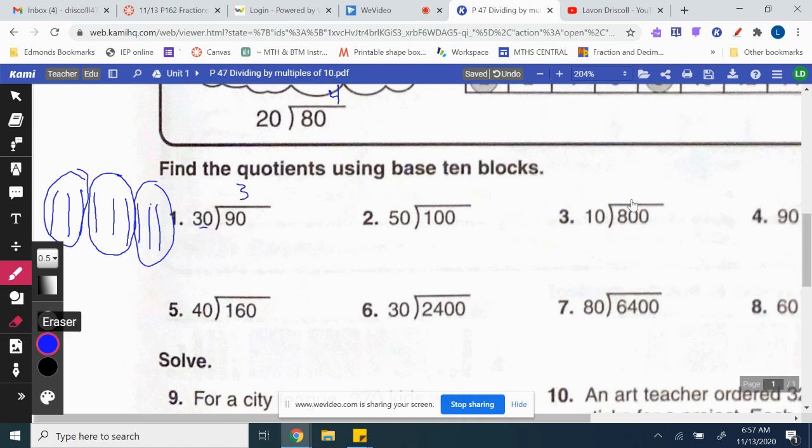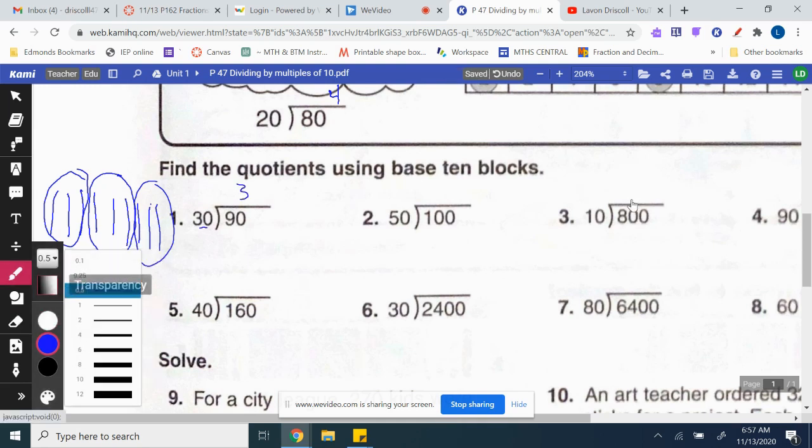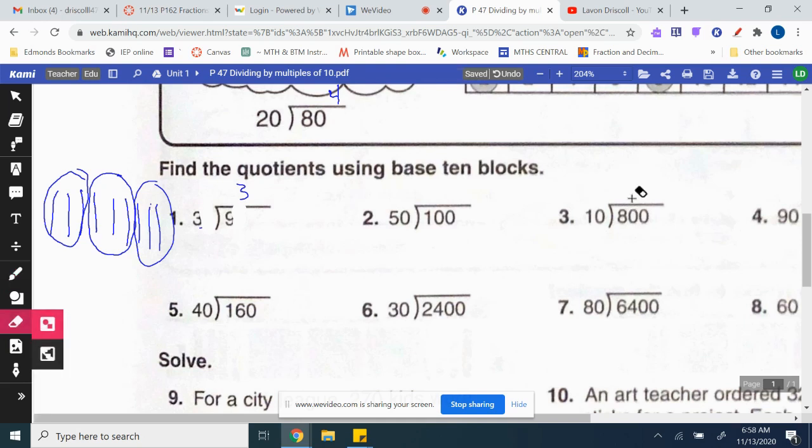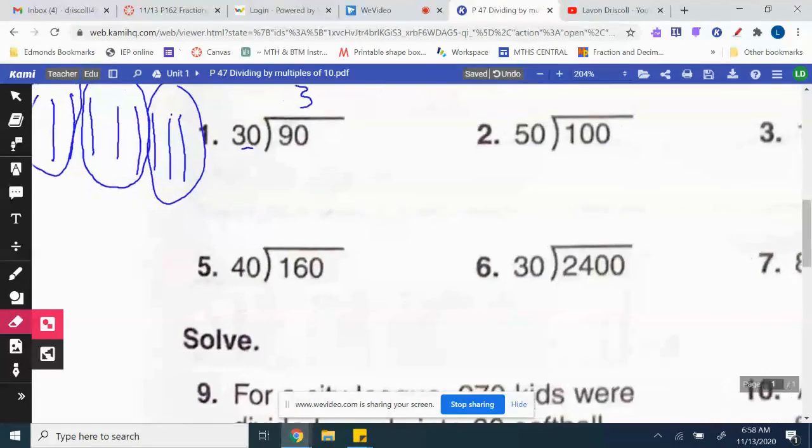But now let's take a look at what would happen if we did it this way. If I said, how many times does 3 go into 9? You would easily say 3 times. But now I'm looking at how many times does 30 go into 90. So let's try the other method. Let's try number 5.